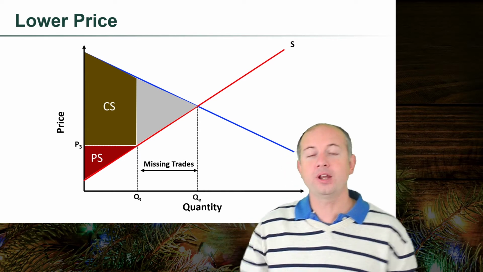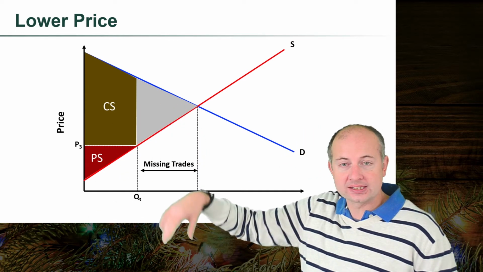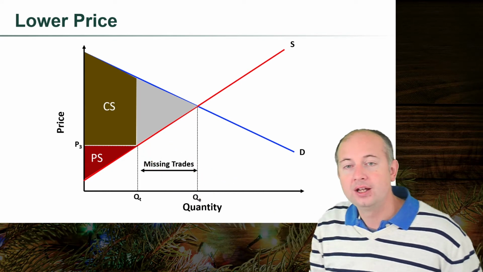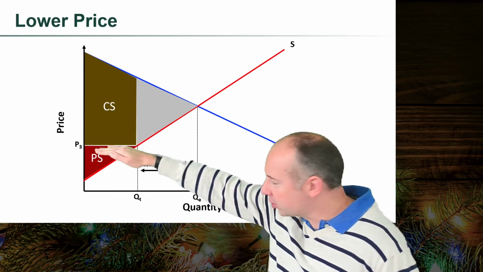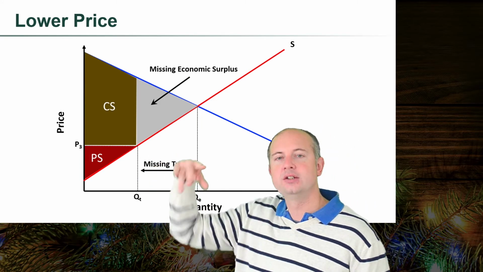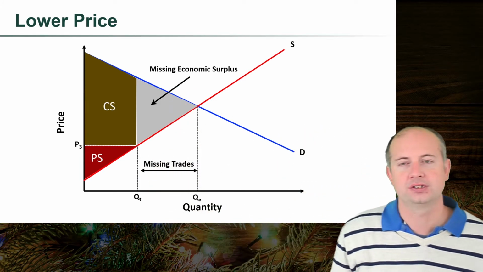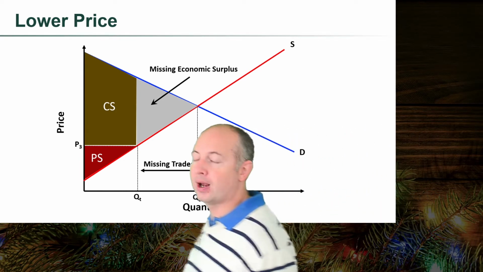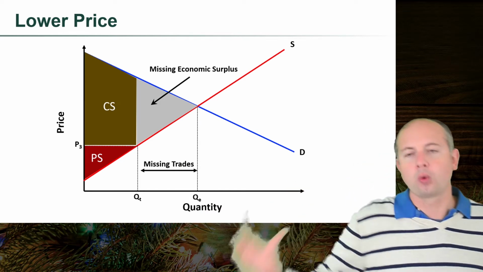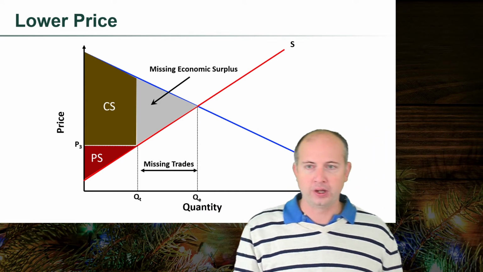However, there are plenty of people who would like to buy beets and are willing to pay more than it costs Dwight to grow them, but because the price is forced so low, Dwight's not willing to grow these. So these are missing trades, which means we have missing economic surplus. Notice that if we charge a price above equilibrium or below the equilibrium price, we're worse off. We do not get full economic surplus.